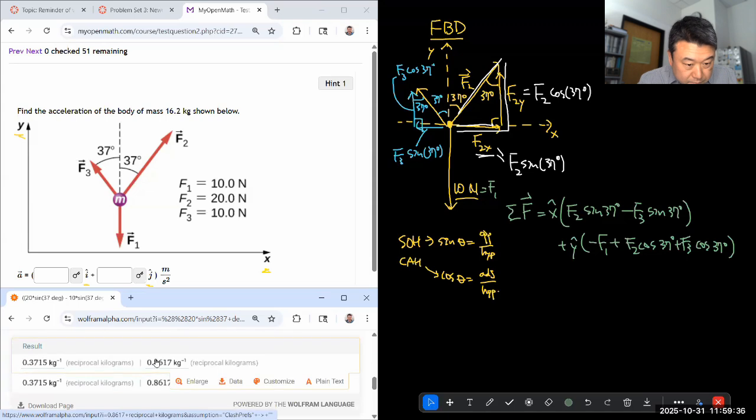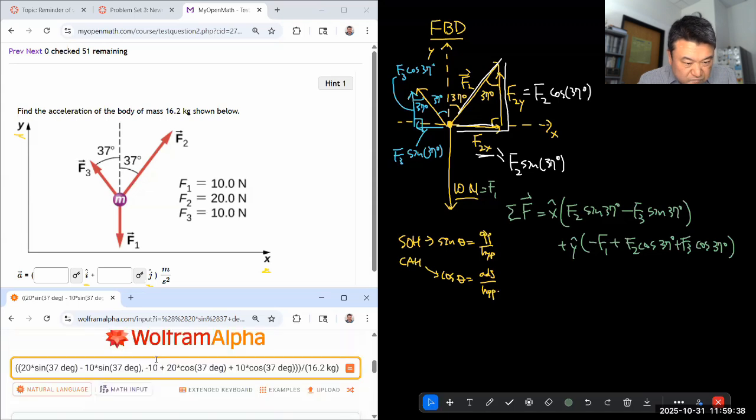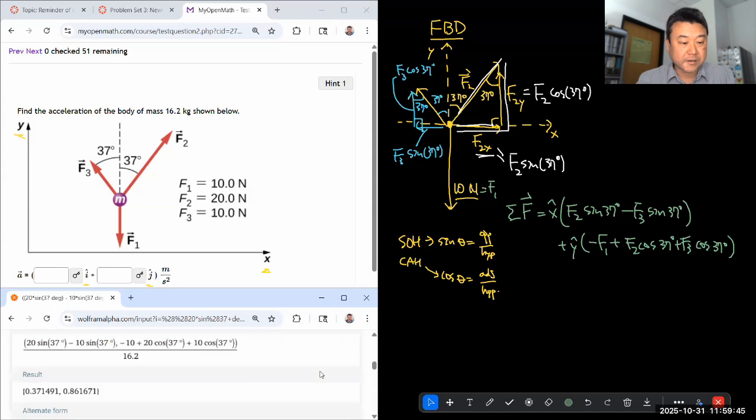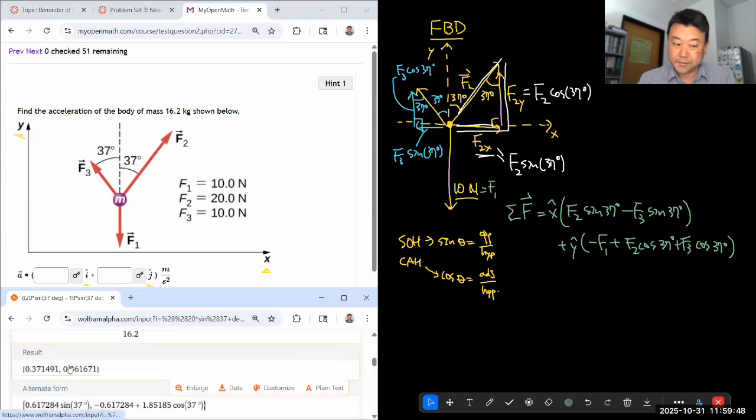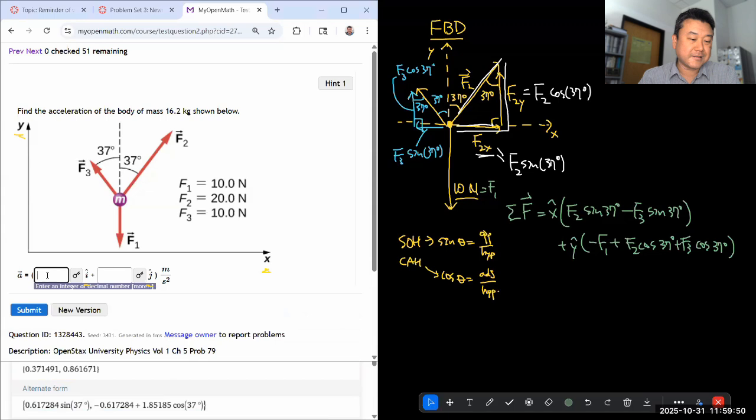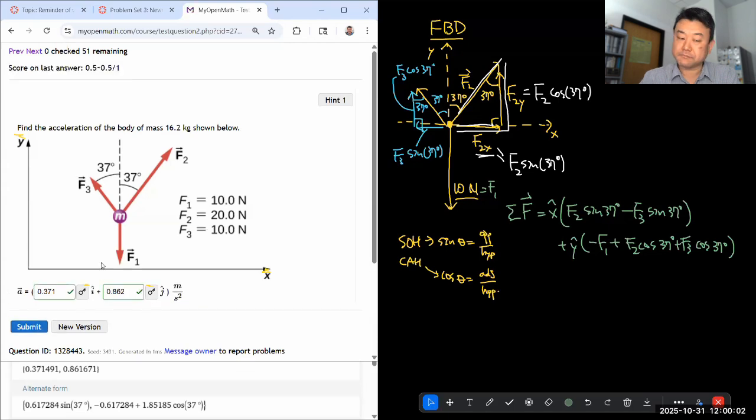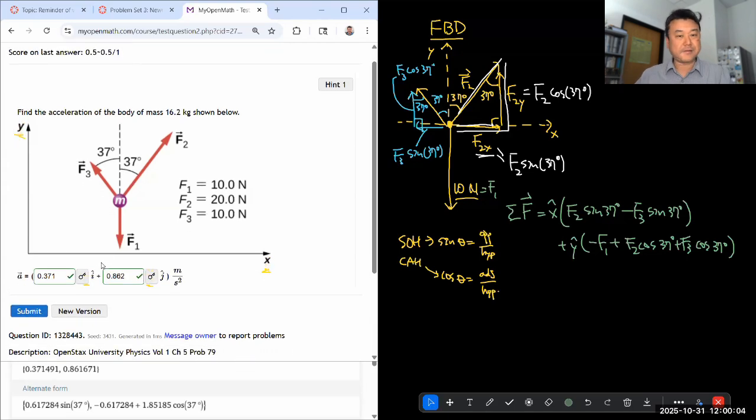Oh, wait. Oh, because it got confused by kilogram. Let me erase the kilogram, and it'll just do the coordinates calculation. Yeah, I got x component and the y component. I can just type it in, 0.371. Let me round it there. Let's see if this is within 1% tolerance, 0.862. Yeah, that's it. So that's the second question. Net force, divide by mass to get the acceleration. That's it. Pretty simple.